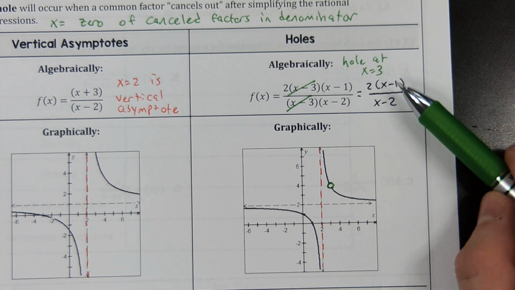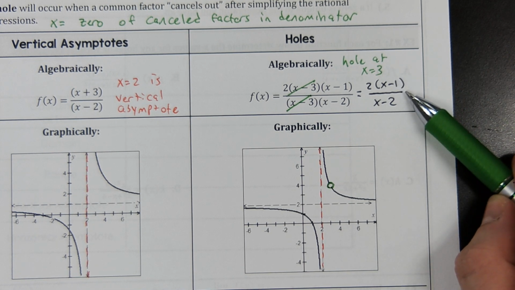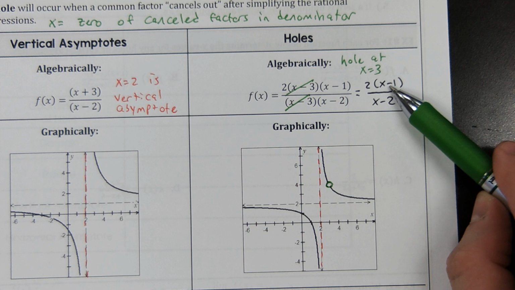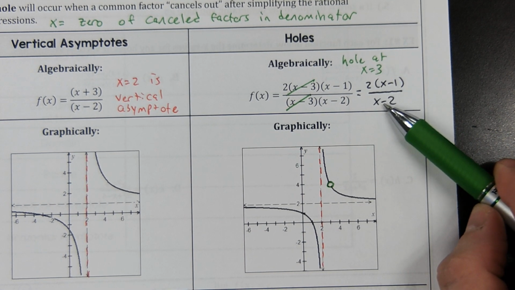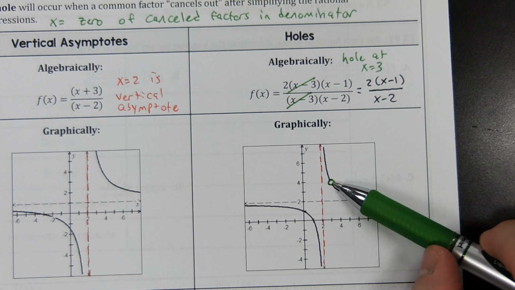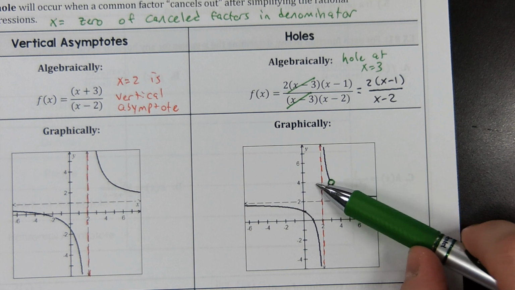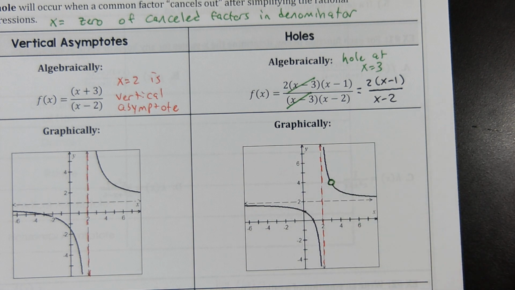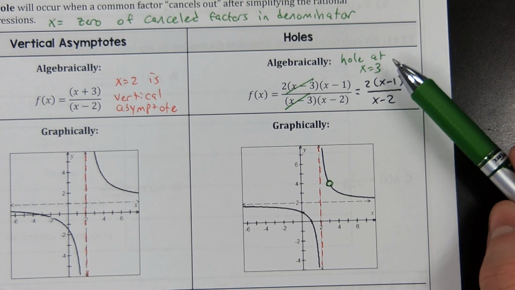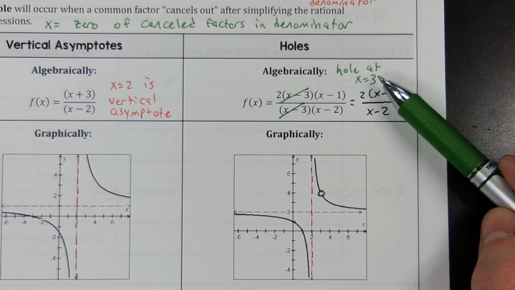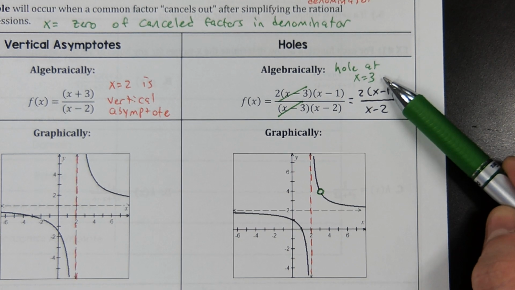But if you plug x equals 3 into this, you're going to get, let's see, 3 minus 1, which is 2. 2 times 2 is 4, over 3 minus 2, which is 1. 4 over 1. Oh, look, there's the y value. y equals 4. So if you want to know the y value of a hole in the graph, you evaluate the simplified function at the canceled 0.